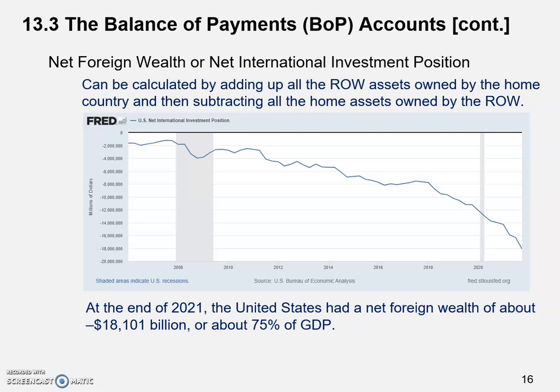At the end of 2021, the U.S. had a net foreign wealth of about minus $18,101 billion. Okay? In other words, slightly above $18 trillion. Okay? And in that year, the U.S. GDP was approximately $24 trillion. So we're saying that this net foreign wealth accounts for about 75% of our GDP. But once again, remember, there's a minus sign in front of it. That means we owe the rest of the world $18 trillion.